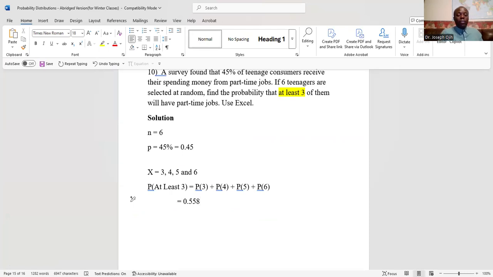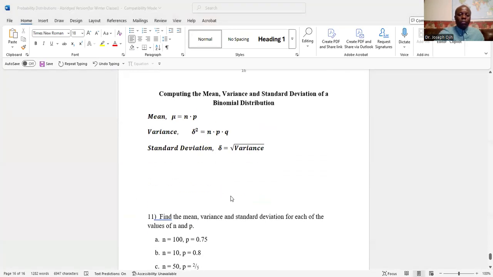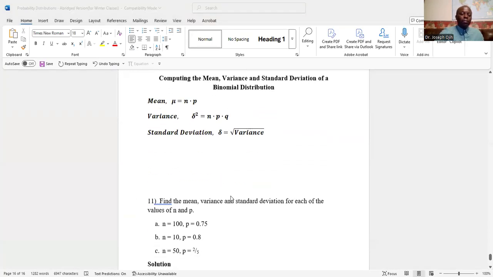0.558. Or there is a 55.8% chance that at least 3 of them will have part-time jobs. Any question on this? No question. Excellent. Now, I think I have given you enough for you to be practicing on this. Let us go to the rounding up.